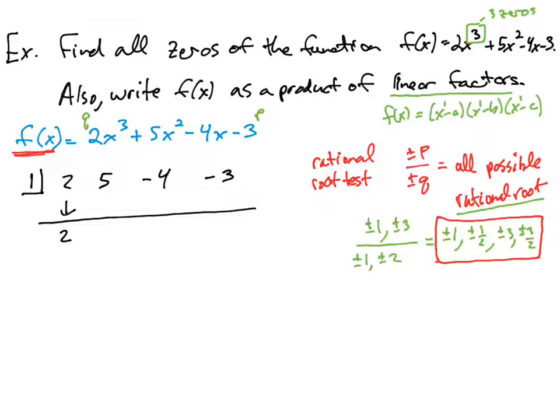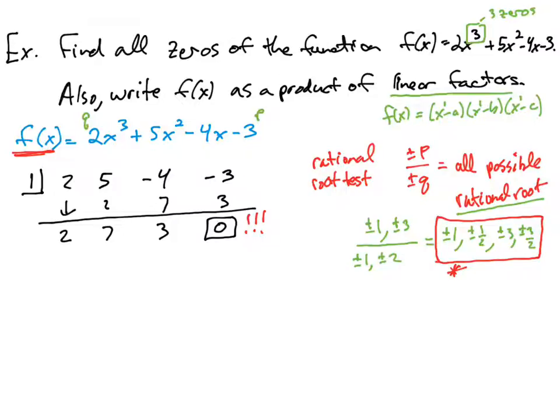So bring down the 2. 2 times 1 is 2. 5 plus 2 is 7. 7 times 1 minus 4 is 3. All right, that's good news. We have a 0. Sometimes you can try a bunch of these values until you find a 0, and we are not guaranteed that one of these is a 0. This just tells us that if there's a rational number that's a 0, it's going to be in this list.